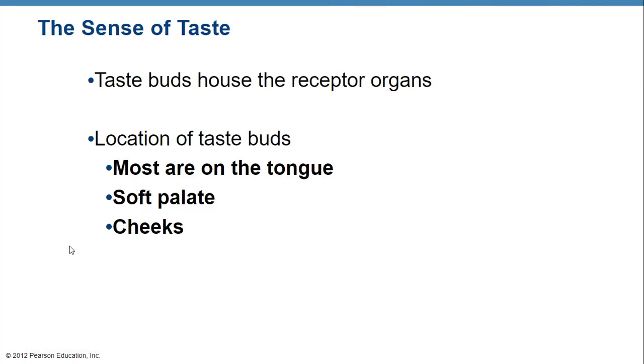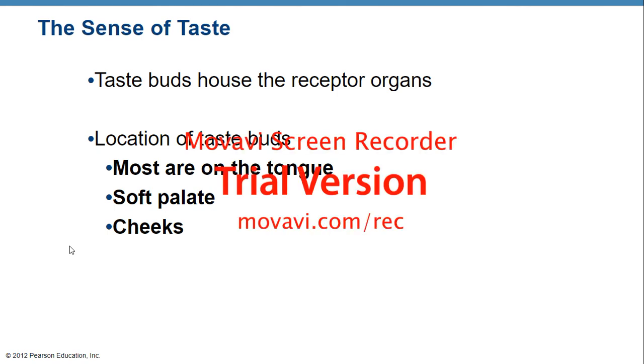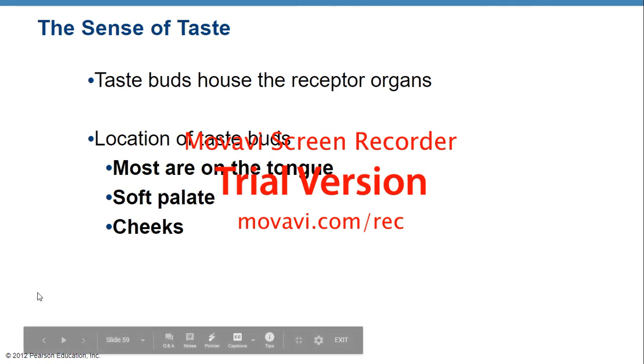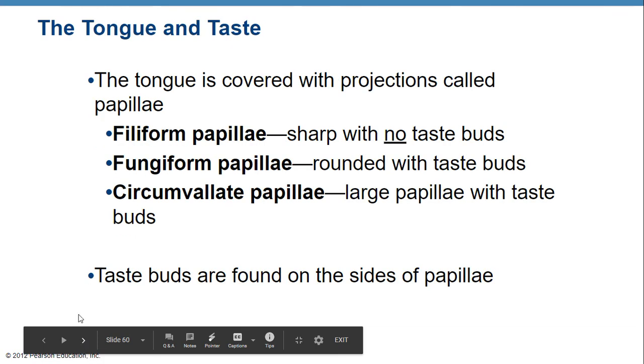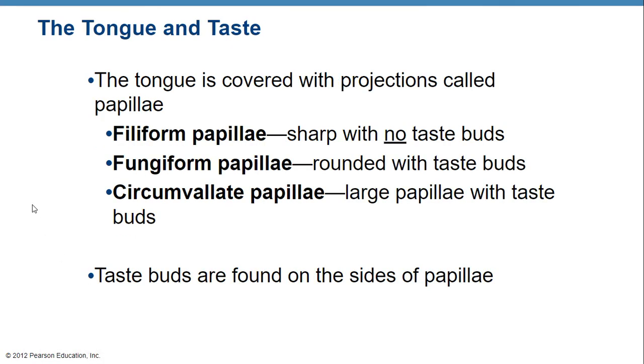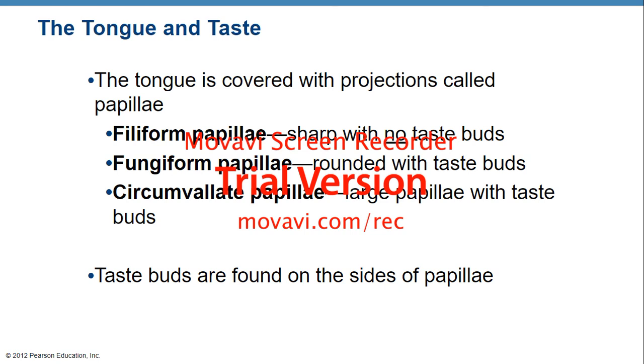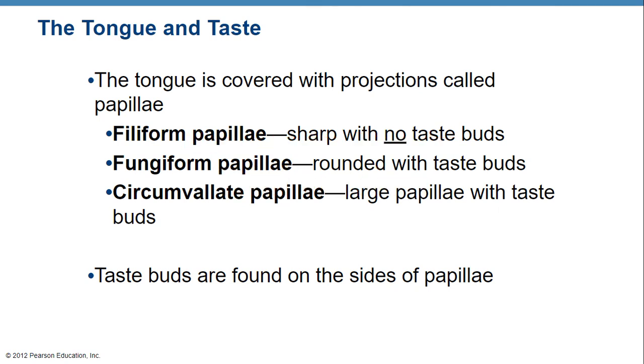All right, so taste buds house the receptor organs. Location of taste buds, most are on the tongue. You have some on the soft palate and the cheeks. All right, so the tongue is covered with projections called papillae: filiform papillae, sharp with no taste buds; fungiform papillae, rounded with taste buds; and circumvallate papillae, large papillae with taste buds. All right, so taste buds are found on the sides of the papillae.